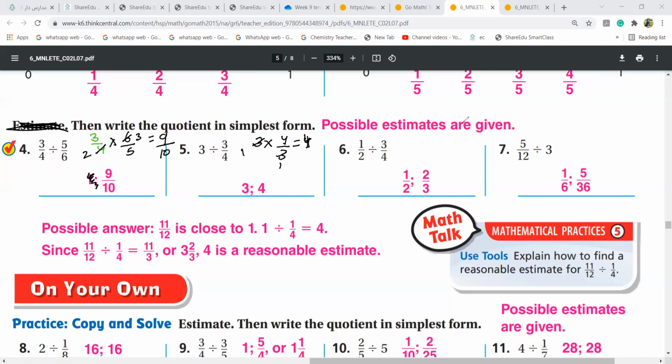Feroz, do question number 6 with me. I just have a question. Do we need to write the explanation? No, no need, no explanation. Understand? Question number 6, Feroz. Okay.